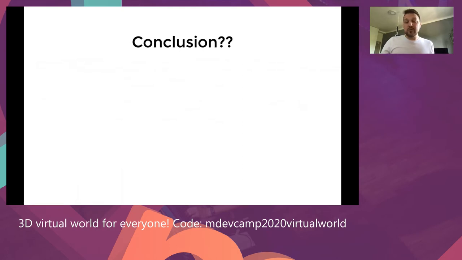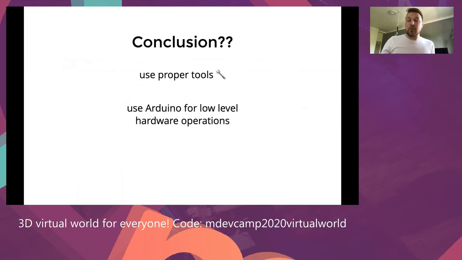And you know what is the conclusion? First, always use proper tools. Like writing a driver in a JavaScript was not really good idea at all. Next, when you have these kind of low-level operations with hardware, try to use Arduino. You can be sure it's stable, you are sure that there is no other process interfering with your process. And the last thing, be lazy, curious, and don't wait for a table.